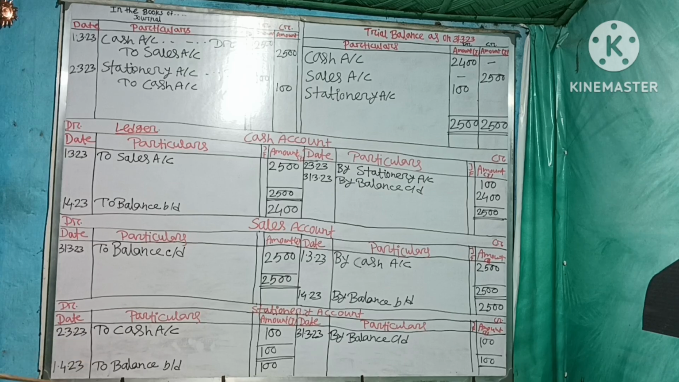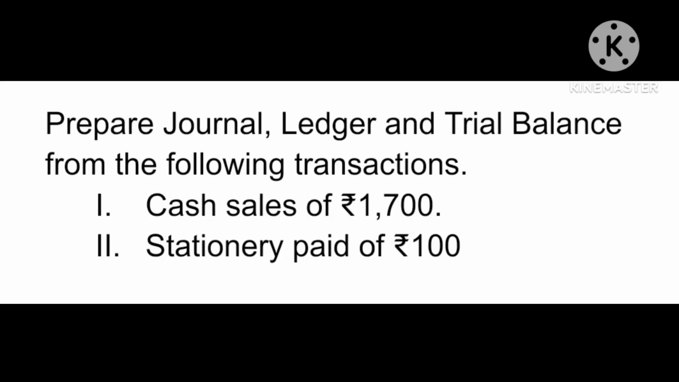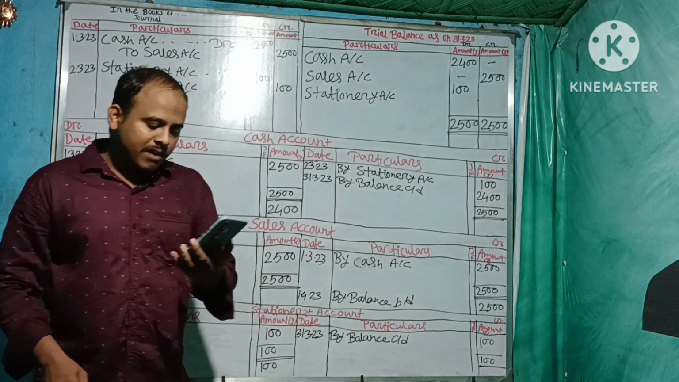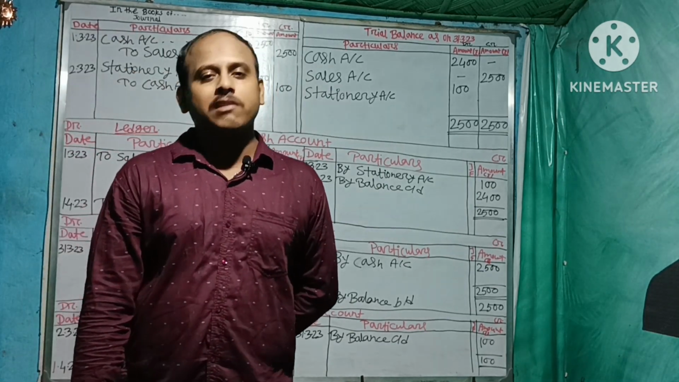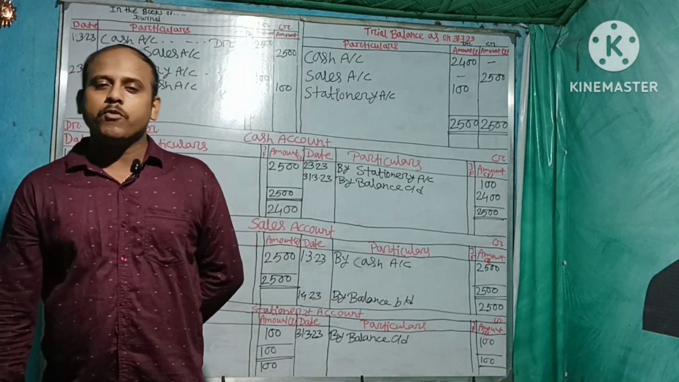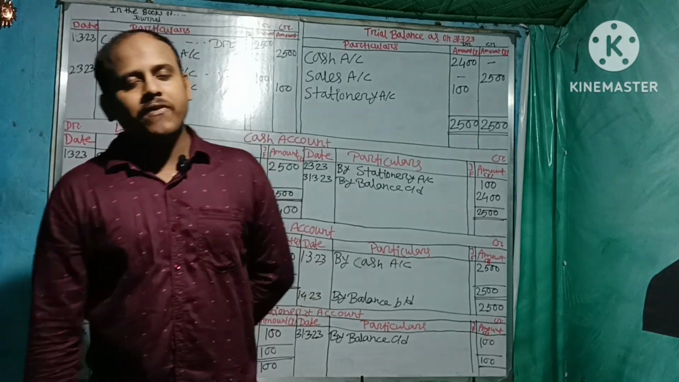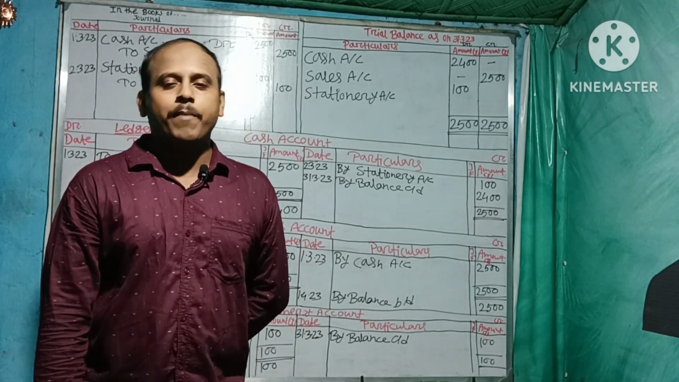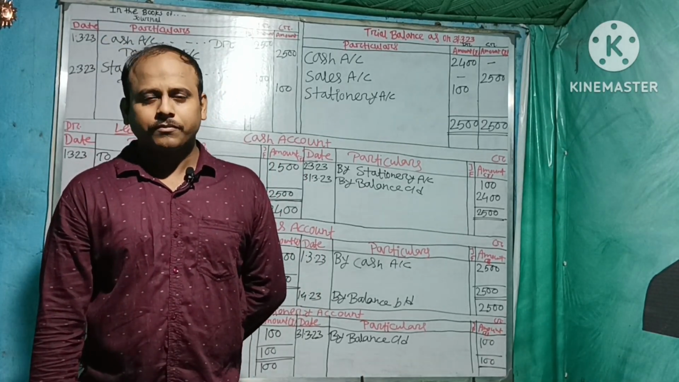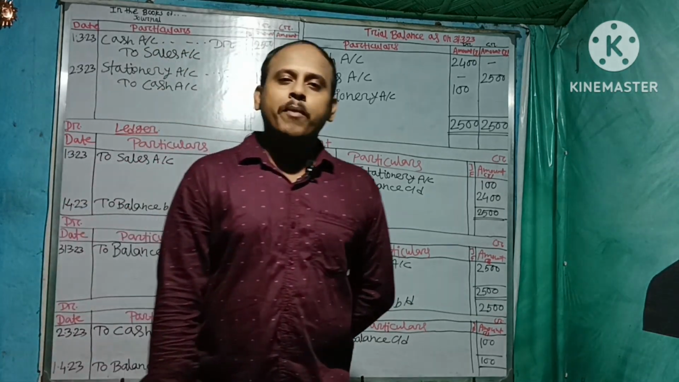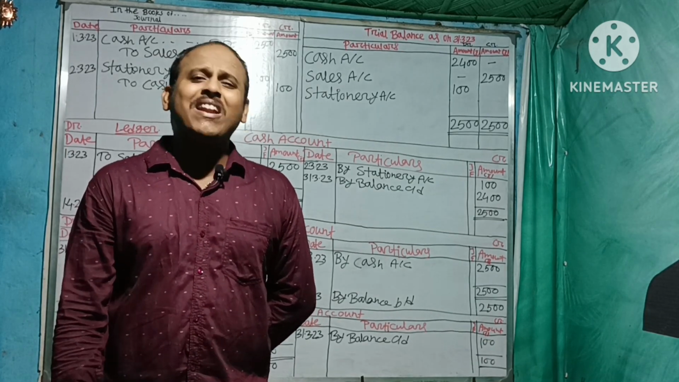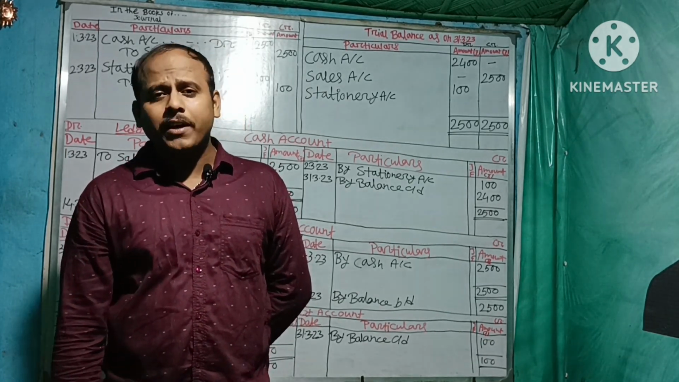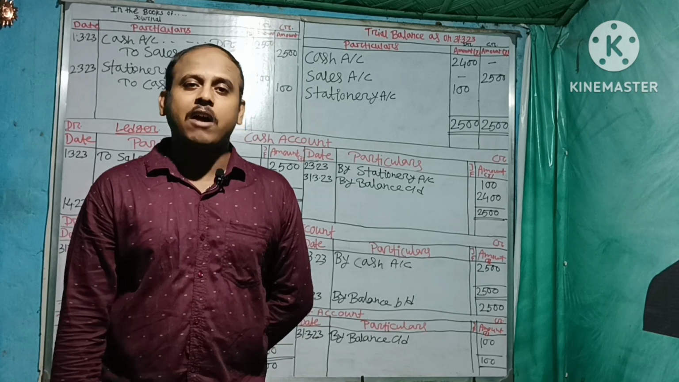Okay. Next entry. Stationery paid of rupees 100. Basically, we purchase stationery. Stationery is an example of nominal account because we never see stationery; we just see pen, pencil, eraser like that. And in case of nominal account, expenses are always debited. If we paid for stationery, that is our expense. Expenses are always debited. For that reason, stationery account debit.